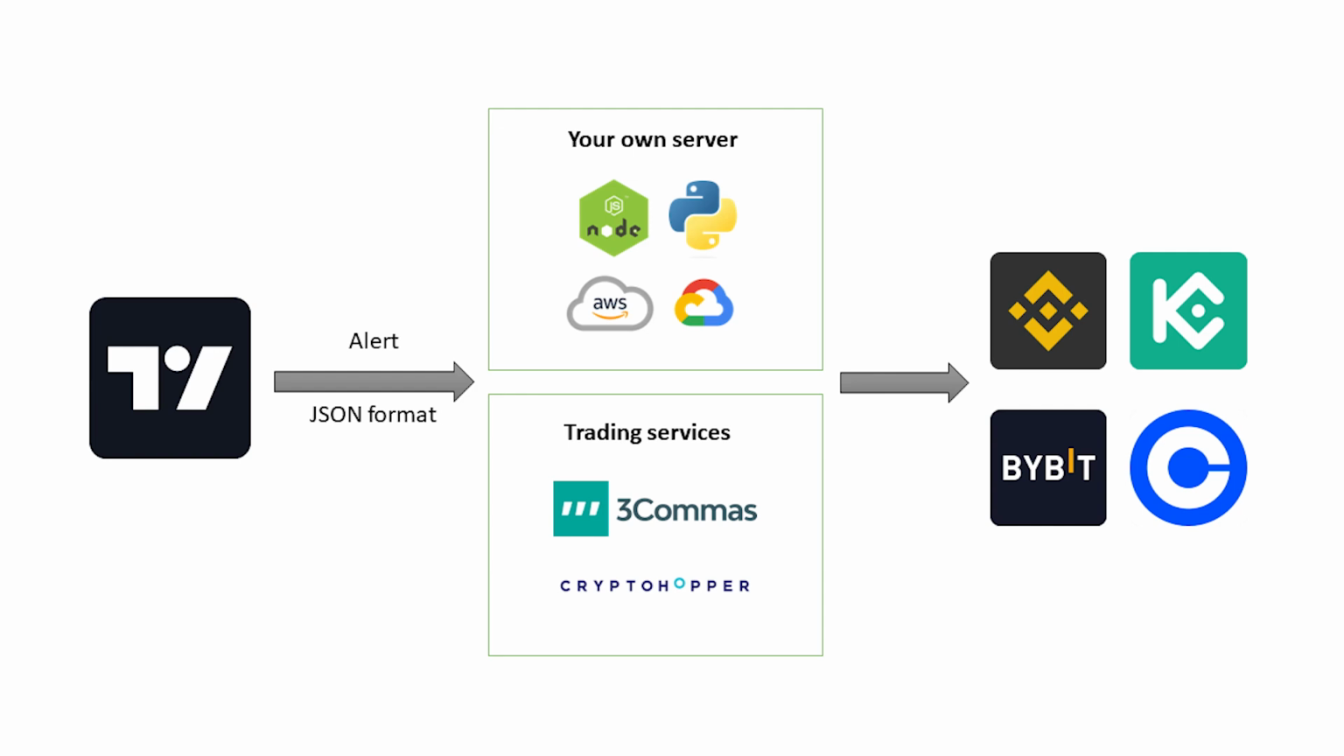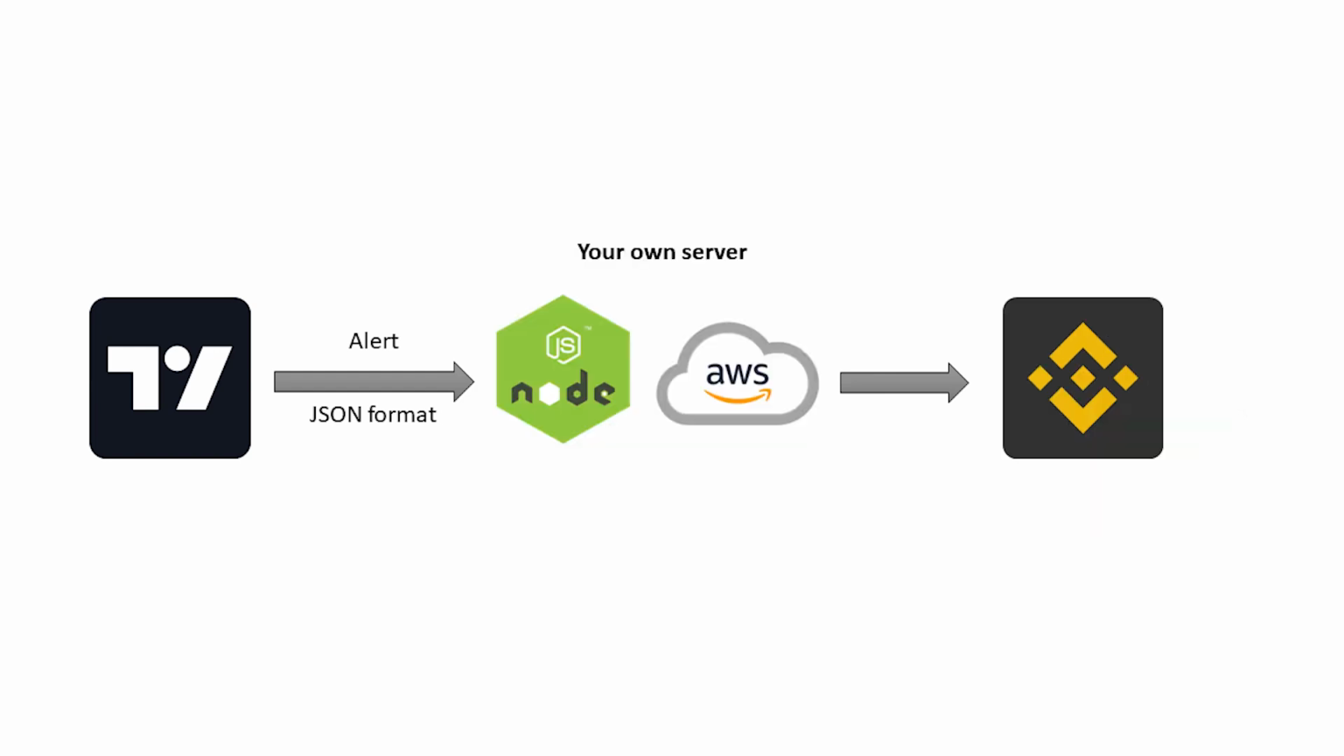And then, when you have your trading server ready, it will communicate with the crypto exchanges using the API. And in this tutorial, I will focus on building a trading server with Node.js and deploying it on AWS and executing trades on Binance.